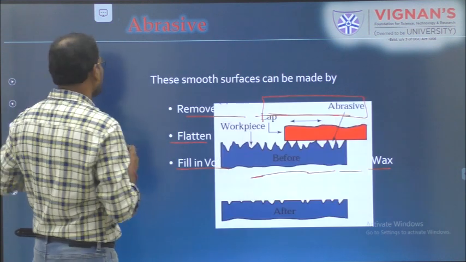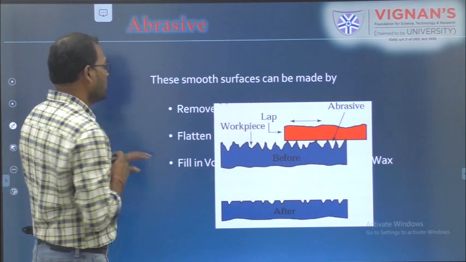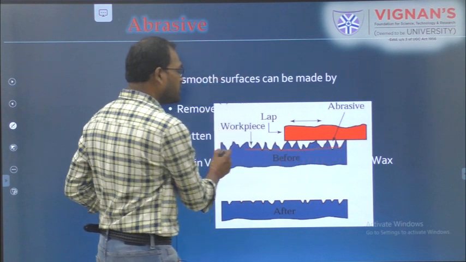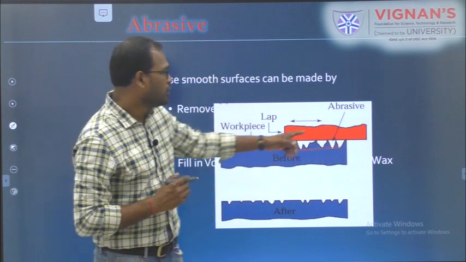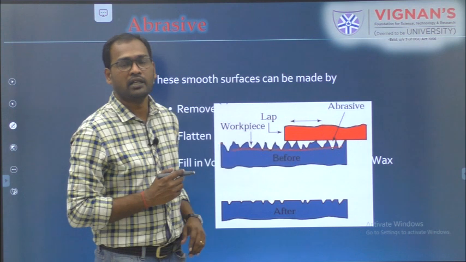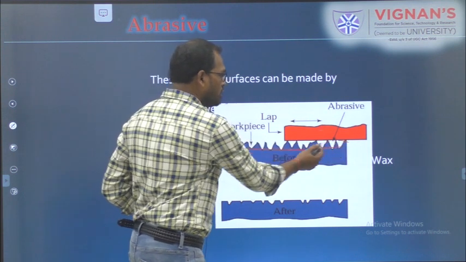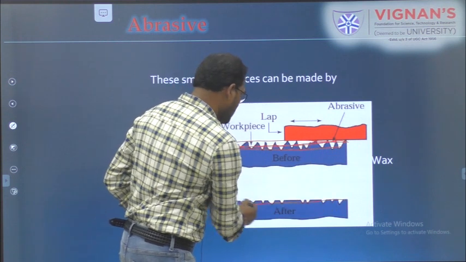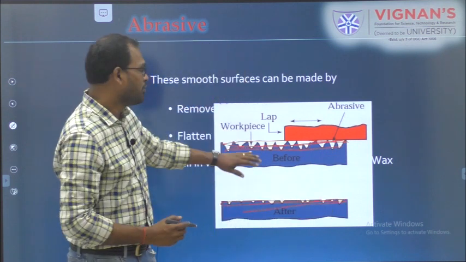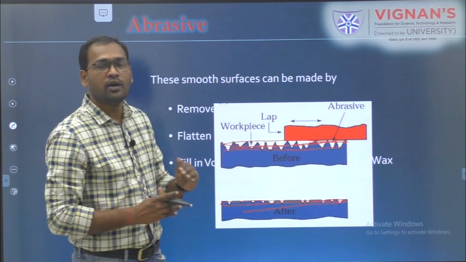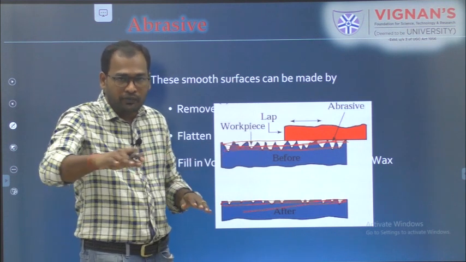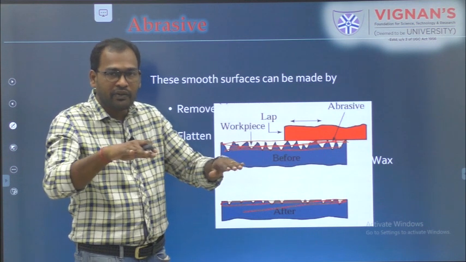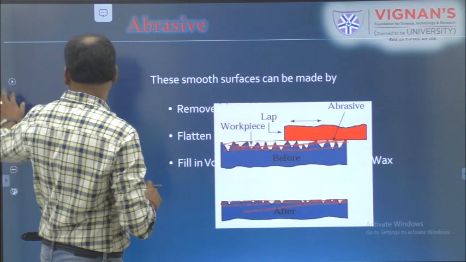You can see here this image. This image has a lot of irregularities on the surface. If you use a material, for example an abrasive, it is going to remove the surface irregularity and make the surface smoother when compared to the earlier one. This is how an abrasion works. It chops off the top irregularities, and it makes the surface smooth.